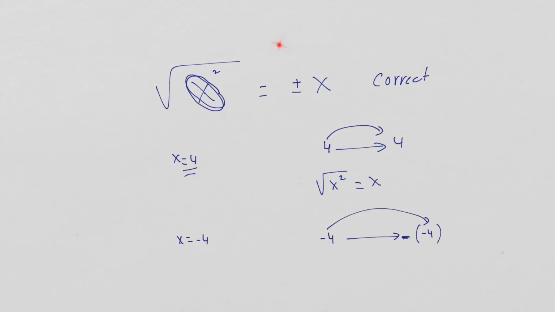We have to say plus or minus x. But if you knew that x is positive, if you knew that this is positive, then you don't need to say plus or minus x. In other words, the square root of 16 is never plus or minus 4. It's just 4, okay? People make this mistake.